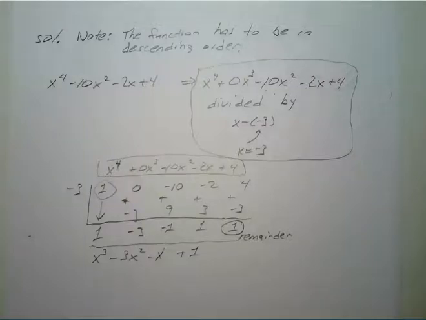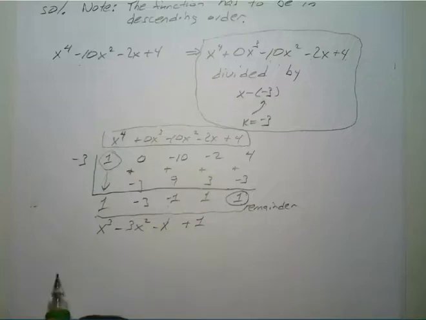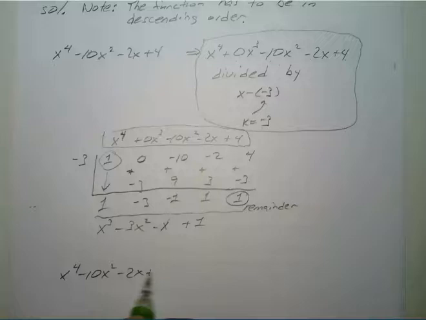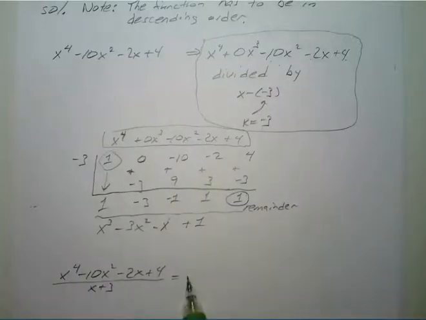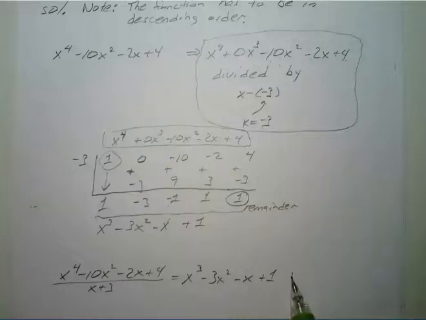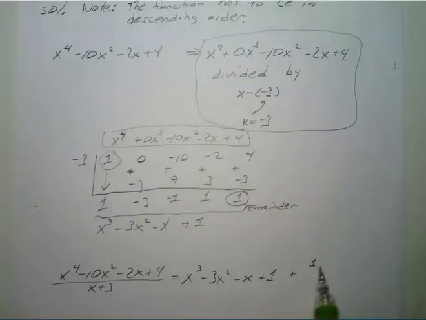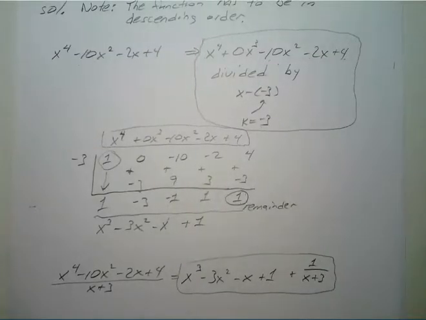All right, so now this is how it would look. You have x to the fourth minus 10x squared minus 2x plus 4, divided by x plus 3, will equal x to the third minus 3x squared minus x plus 1 plus your remainder of 1 over x plus 3. All right, so that's how you would solve that one using synthetic division.